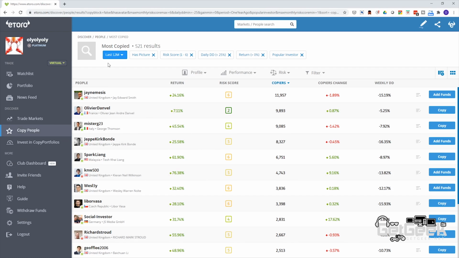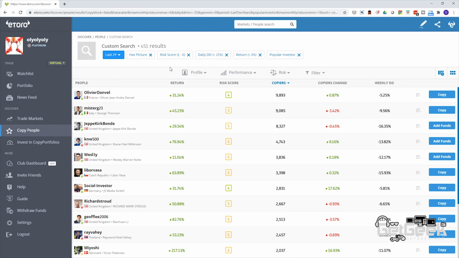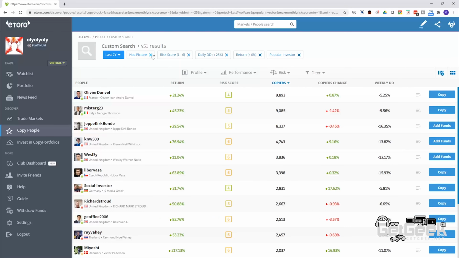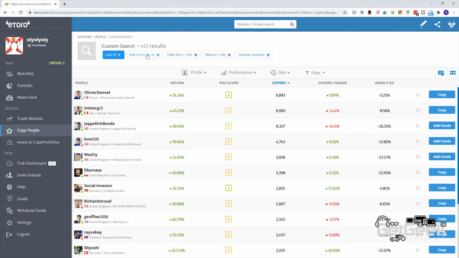So from in here, it's already filtered by certain criteria, so I'll tweak this a little bit. I'll change that to 24 months, because I want to see how someone's done over two years. Someone could have done well this year, but they could have done terribly the year before that, and I want to see they've got a good track record. Whether they have a picture, I'm not actually fussed about. The risk score, 1 to 6.